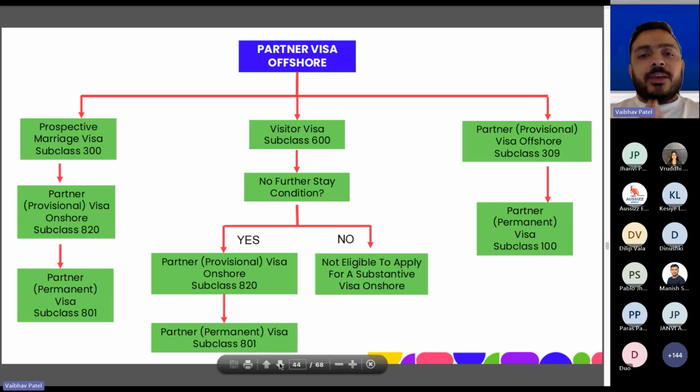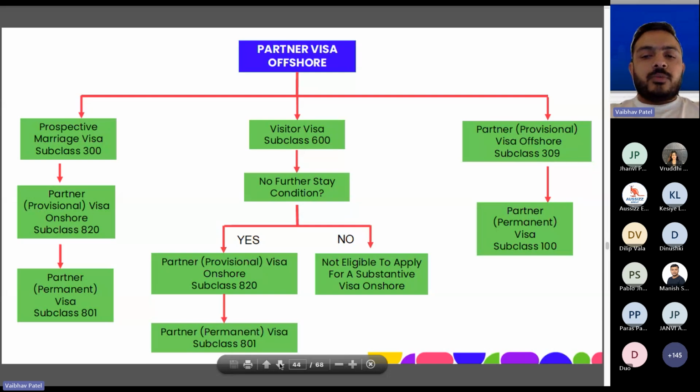Another option, if you marry offshore or outside Australia to your partner, you can apply for a subclass 309 visa. But if you still wish to apply for a partner visa onshore, you can do so. So first apply for a visitor visa, subclass 600. If you don't have a no further stay condition on your visa, then you can apply for a partner visa onshore. If you have the no further stay condition, then you cannot apply for this visa onshore.